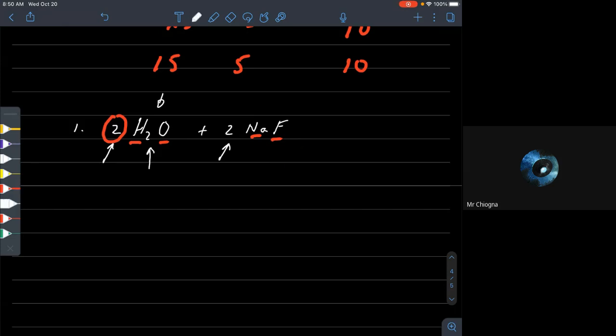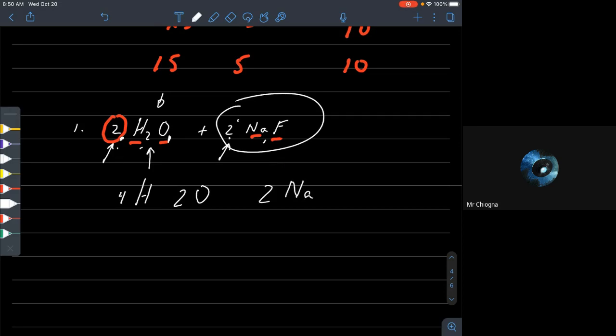So that means 2 times 2, 4 hydrogen. 2 times 1. There's a 1 here, even though it's not shown. 2 oxygen. What about here? 2 times 1. Because there's no number there, it means 1. That means 2 sodium. Again, go back to the number in front because you have to multiply each element by the coefficient. 2 times 1. Okay? And that's it. You just make sure there's not a doubling up. There may be sometimes another O here. You have to add them together. There isn't in this case.